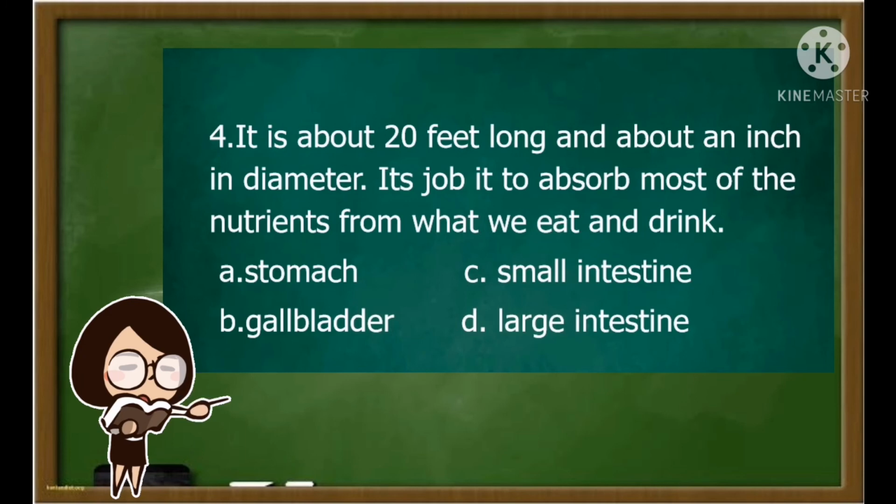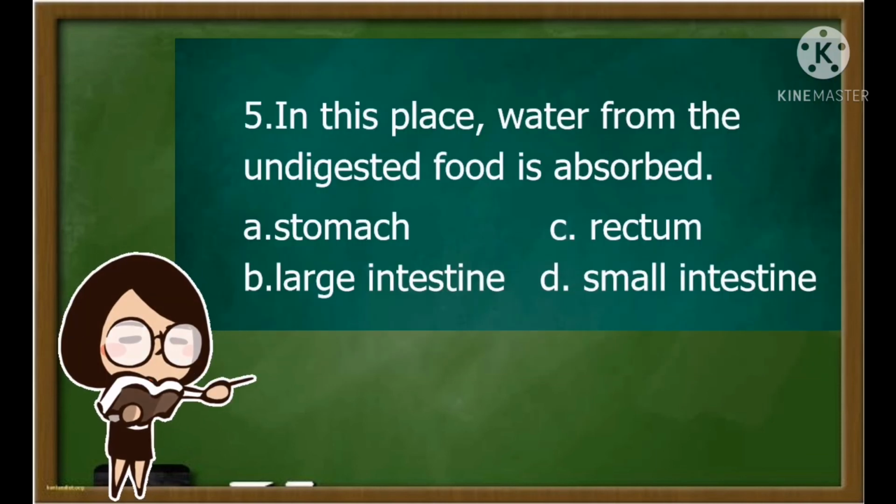4. It is about 20 feet long and about an inch in diameter. Its job is to absorb most of the nutrients from what we eat and drink. A. Stomach. B. Gallbladder. C. Small intestine. D. Large intestine. 5. In this place, water from the undigested food is absorbed. A. Stomach. B. Large intestine. C. Rectum. D. Small intestine.